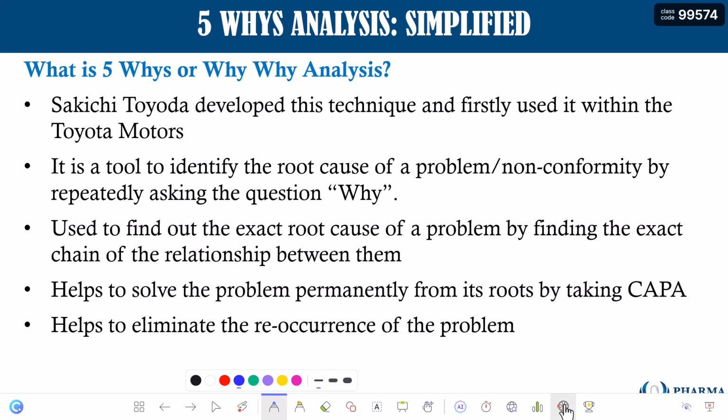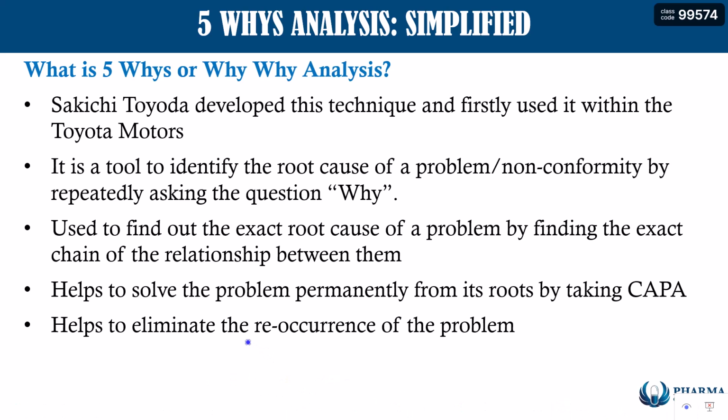It helps to eliminate the reoccurrence of the problem. Now, why will the reoccurrence of the problem be eliminated? Because you have taken the corrective action. So corrective action is the action taken to eliminate the root cause behind the observed problem or the non-conformity. CAPA is not part of the Five Whys investigation tool, but it is an obvious action after identifying the root cause. That's the reason why I said that once you have the problem identified, you can take the corrective action so that the reoccurrence of the problem can be eliminated.